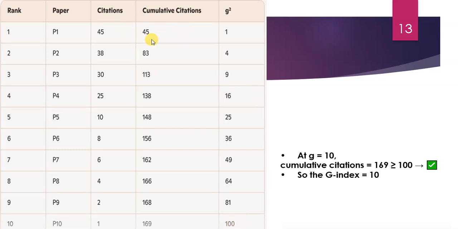Okay. Look at cumulative citation. Where is the cumulative citation bigger than G squared? In all of them, it can be seen in all of them. For example, the cumulative citation at rank 10 is 169, which is bigger than 100, so the G-index is equal to 10.